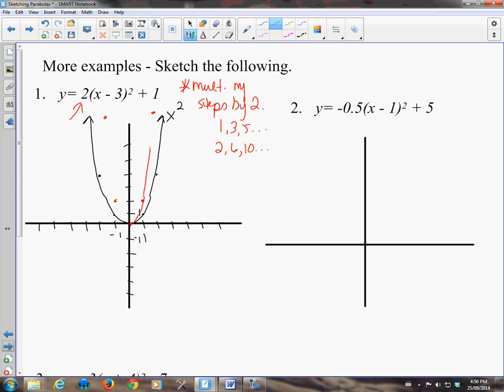And I get a much skinnier parabola. So there's my 2x squared. So now I'm going to do my -3. It's inside the bracket, so I'm going to move it opposite what it looks like, and because it's minus, to the right 3. So I'm going to take my vertex to the right 3, and I'm going to move these points over 3.